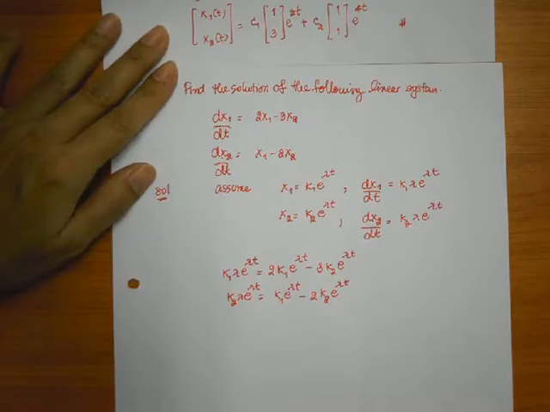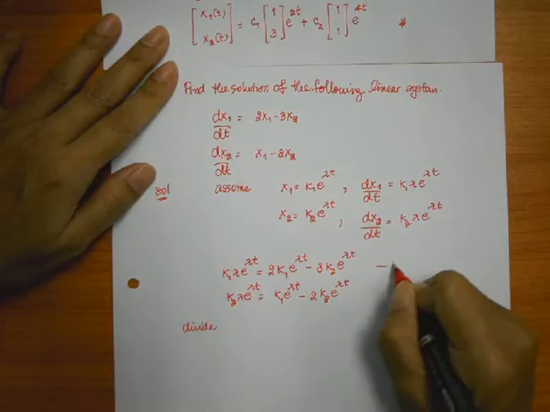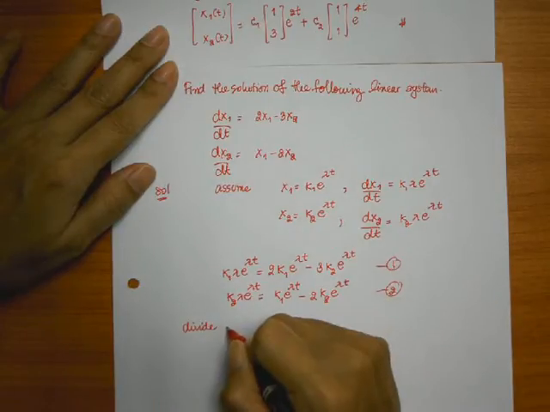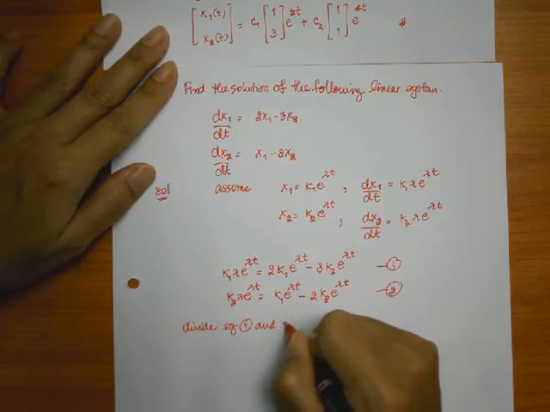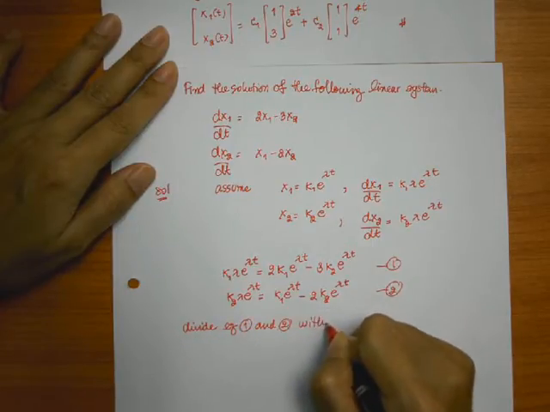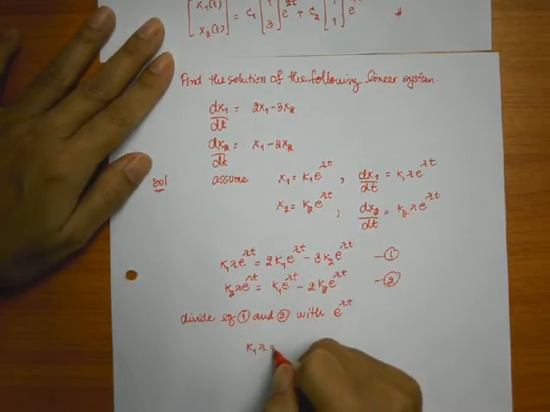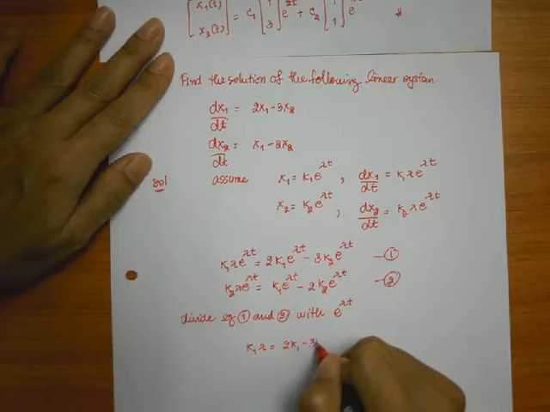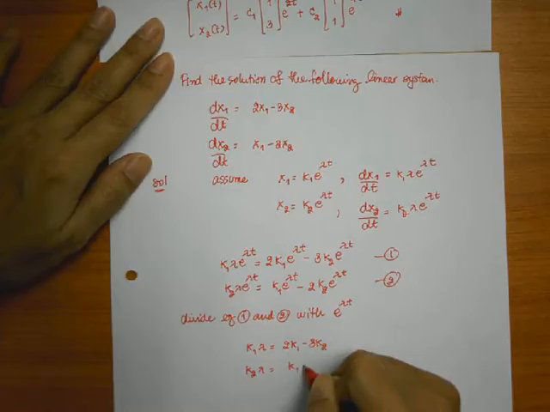Again, every term of the equation has the term exponential of lambda t, so we just divide equation 1 and equation 2 with exponential of lambda t. So we would get k1 lambda equal to 2 k1 minus 3 k2, and k2 lambda is equal to k1 minus 2 k2.